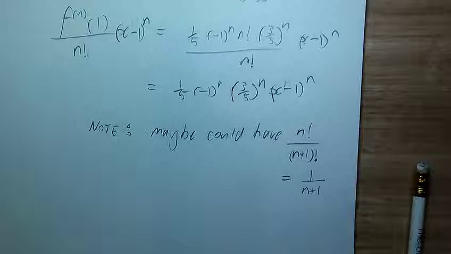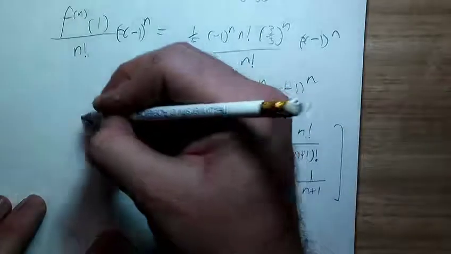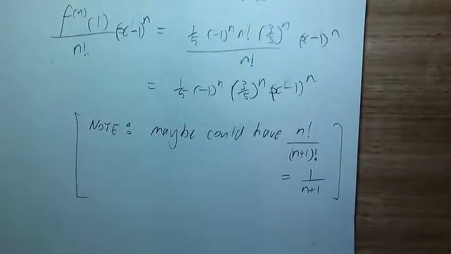And that's because the top is 1 times 2 times all the way up to n. The bottom is 1 times 2 times all the way up to n, and then an extra n plus 1. So everything cancels except the n plus 1. So that's just a side note. So that's the nth term of the Taylor series. Okay, that bit just there. Bang. Not particularly edifying.